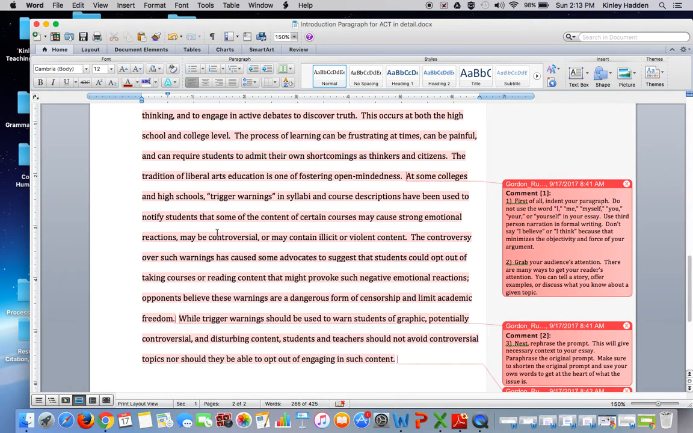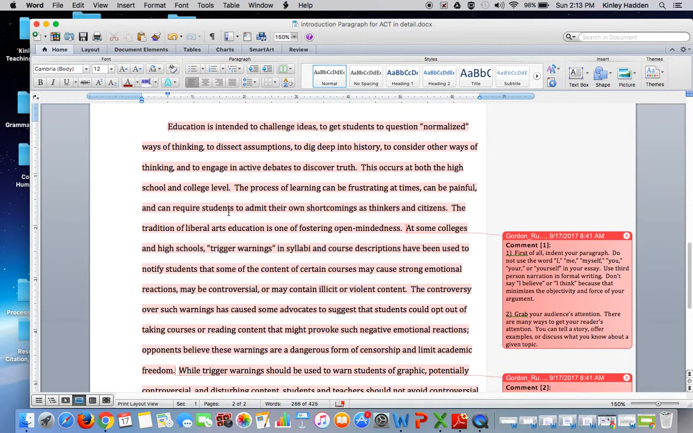All right, that's the entire paragraph. And if you break this down, you can see those 4 parts in here. I'm going to highlight them so you can see them.